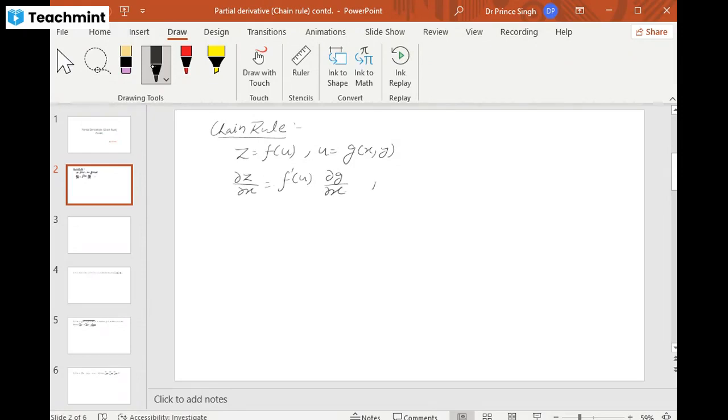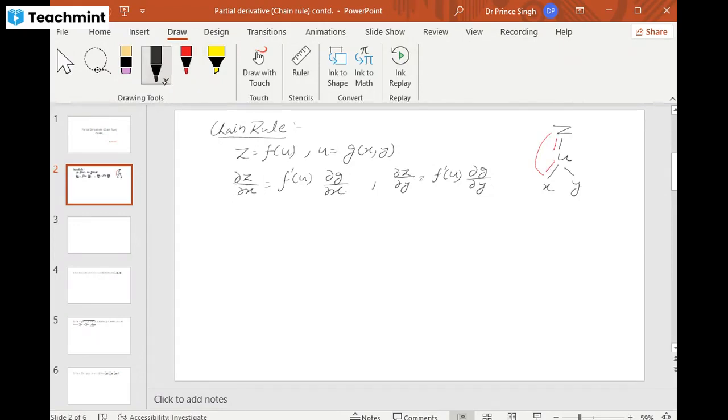Similarly, if we want to differentiate z with respect to y, then this is f dash u into the derivative of u with respect to y, and u is g. So I can write it as curly u upon curly y, or curly g upon curly y, right? Basically, we use the chain rule concept that if z is a function of a single variable u, and u is a function of x and y, then to differentiate z with respect to x, we follow the chain: firstly we differentiate with respect to u, and then u with respect to x.